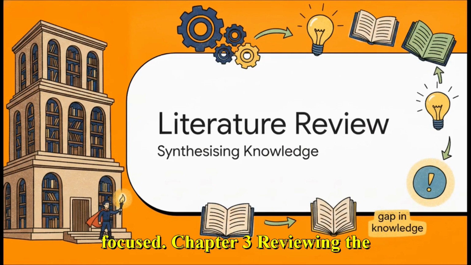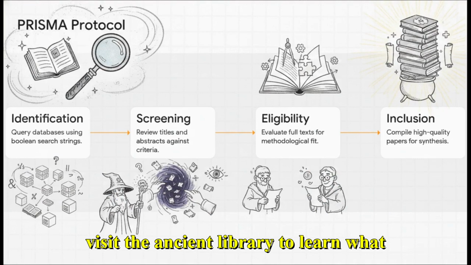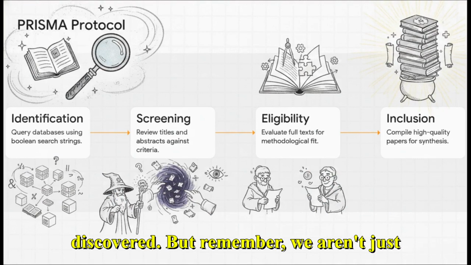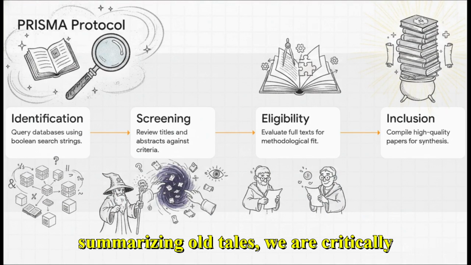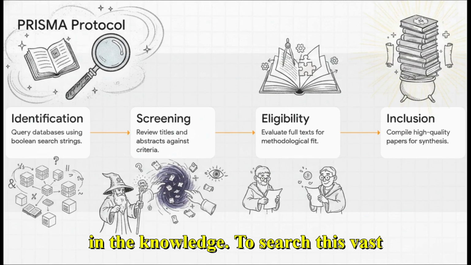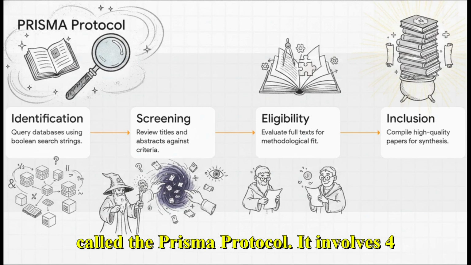Chapter 3. Reviewing the literature. Now, every good hero must visit the ancient library to learn what those who came before them have already discovered. But remember, we aren't just summarizing old tales, we are critically synthesizing them to find a genuine gap in the knowledge. To search this vast library without getting hopelessly lost in the stacks, we use a powerful spell called the PRISMA protocol. It involves 4 strict trials.